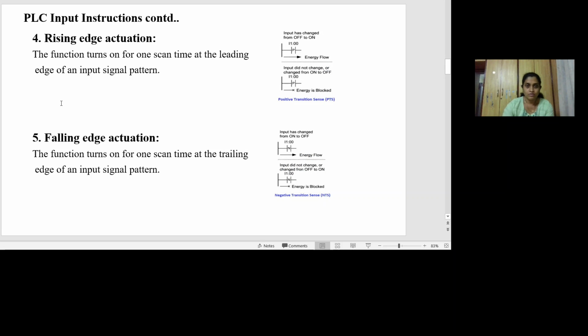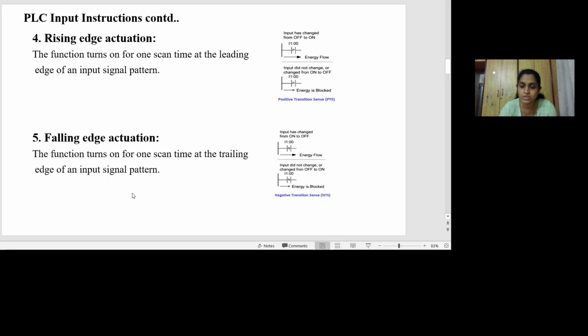Then we have the rising edge actuation and falling edge actuation. These two input instructions work at one particular instant of time. In case of rising edge actuation, whenever the input signal changes from off to on, that is, there is a rising edge, at that point of time your contact will be energized and it closes, and there is an energy flow between the two power rails.